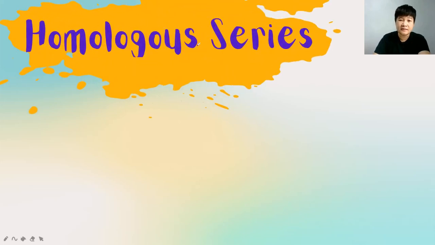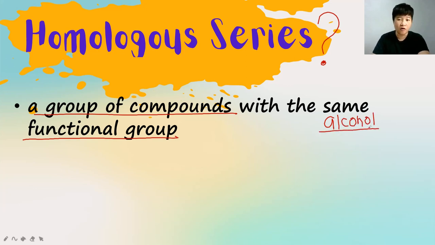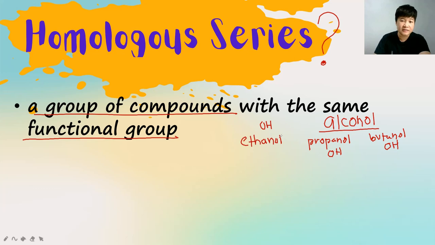How about homologous series? What is a homologous series? A homologous series is a group of compounds with the same functional group. A group of organic compounds with the same functional group is what we call a homologous series. For example, in the alcohol homologous series, you have ethanol that holds OH, propanol that holds OH, and butanol that holds OH. So ethanol, propanol, and butanol are located in the same homologous series because they share the same functional group. The homologous series here is alcohol. The functional group here is OH.